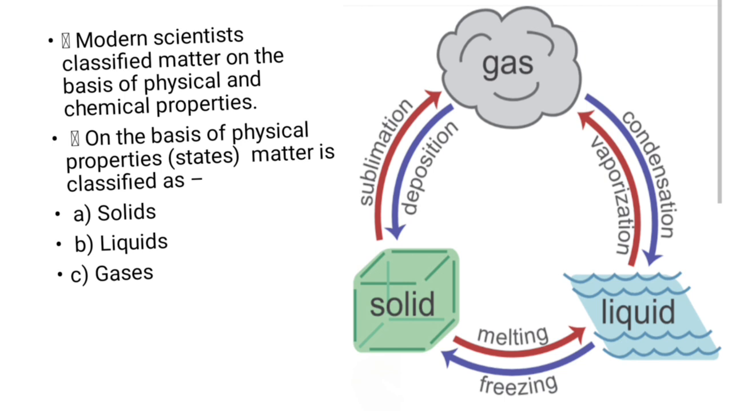On the basis of physical properties, physical properties means what you view through your eyes, that is, the physical appearance of the substance. Through the physical appearance, we classify matter into 3 states: solid, liquid and gas. So this is the physical state of matter.